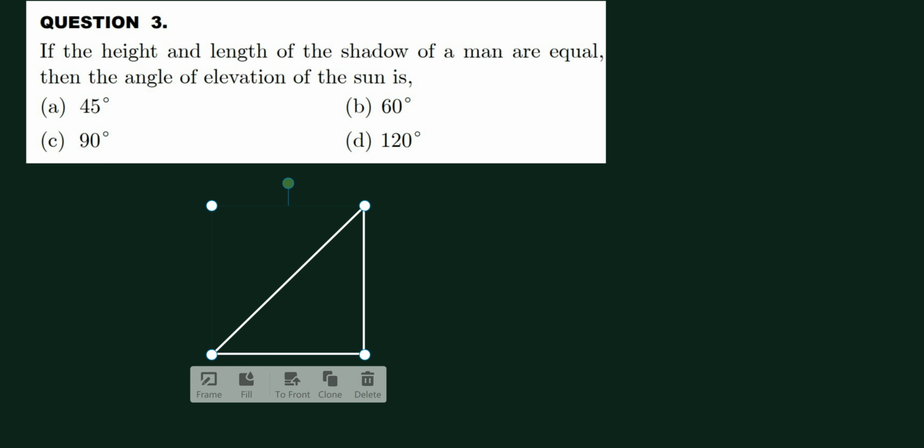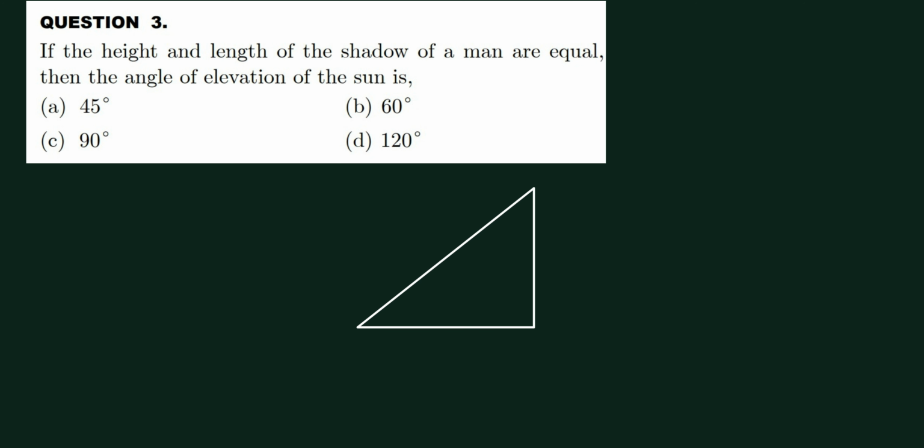Okay, take the right angle triangle like this. If the height and shadow of the man are equal, let us say AB is the height of the man, H, and AC is the shadow of the man, X.